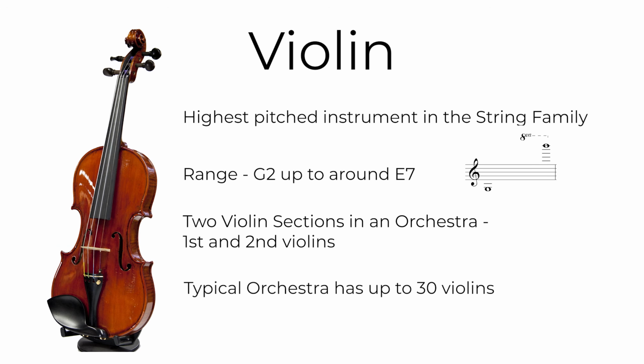The violins are the highest pitched notes of the string section, with their lowest note being G2, which is the G below middle C, right up to roughly around E7. In an orchestra, as well as chamber ensembles such as a string quartet, we'll have 2 sections of violins, the first and seconds. An orchestra will have more violins than any other of the stringed instruments, with a typical orchestra having around 30 violins split between the first and seconds.